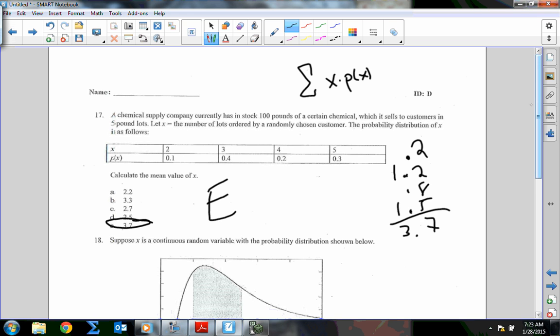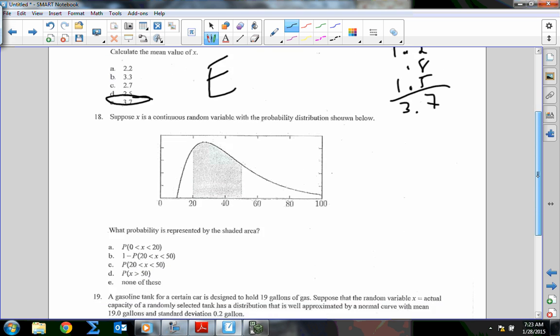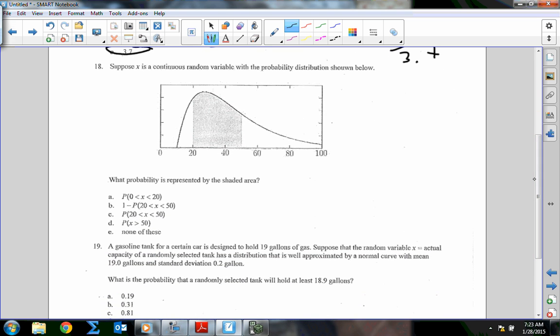And again, you can verify on your calculator if you want to. All right, number 18. Suppose X is a continuous random variable. Probability distribution shown below. What are probabilities represented by the shaded area? So again, probability for continuous random variables is just the area under the curve, and they've shaded from 20 up to looks about like 50, and so it's going to be that one. Nothing else really to do for that.